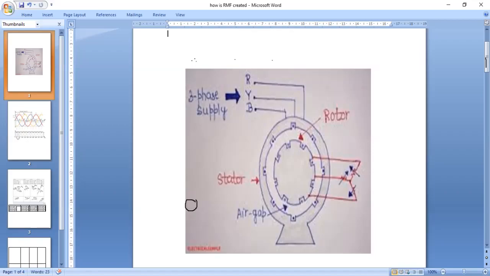Hello students. Today we will be studying how the three-phase supply given to the induction motor creates a revolving magnetic field in the air gap of an induction motor. So this is the schematic diagram.